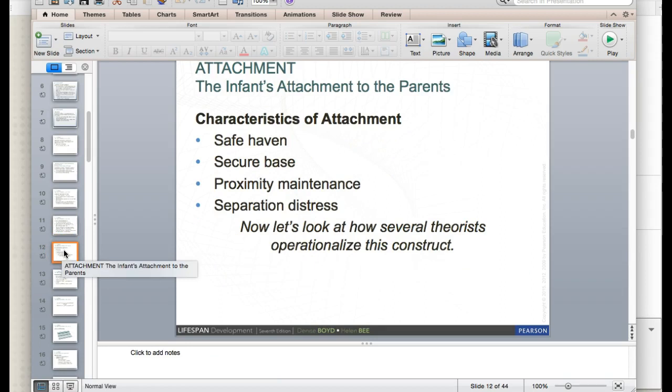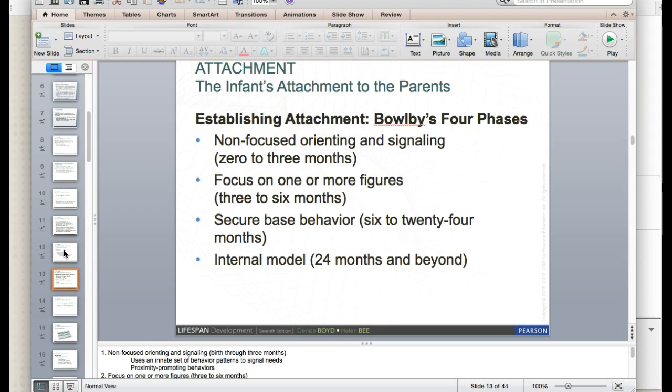So characteristics of attachment: safe haven, secure base, proximity maintenance, separation, and distress. So along with the same video that I was talking about for YouTube with the still face baby, there's also an attachment video in terms of an infant's attachment to their parents. So it's basically 4 sets of different parents. The mom leaves the baby in the room alone, and how the baby reacts upon the mom leaving shows what level of attachment the baby has. So we'll look at, of course, attachment.